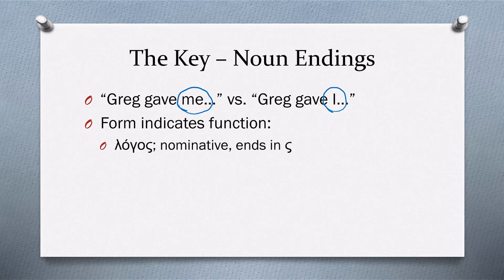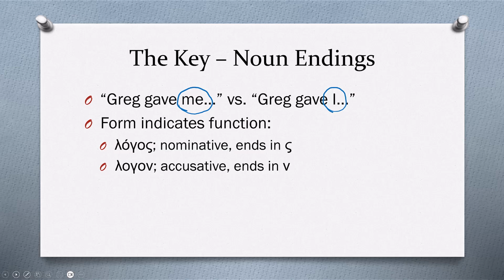So let's take a look at a word in Greek in its nominative case. Logos is a word that means word, and it is nominative because it ends in a sigma. And in just a minute, we're going to talk about all the noun endings. But we know that logos would probably be functioning as a nominative or maybe a predicate nominative in a sentence in Greek because of the letter with which it ends.